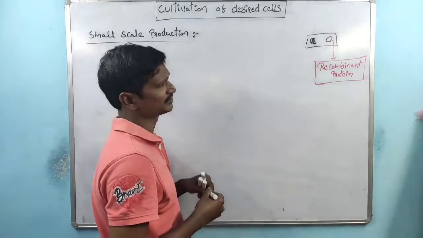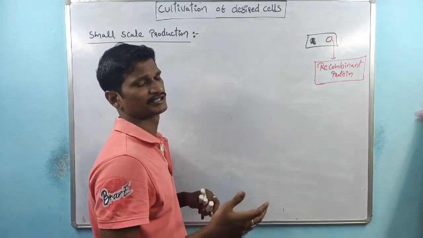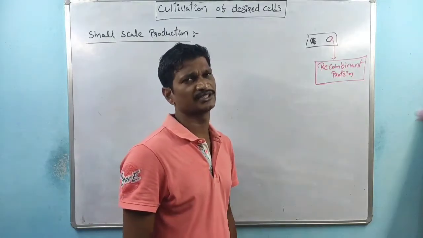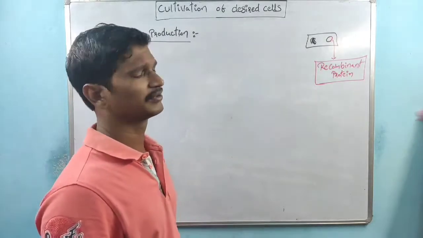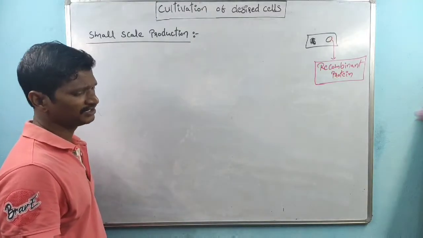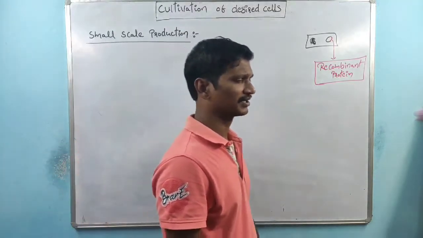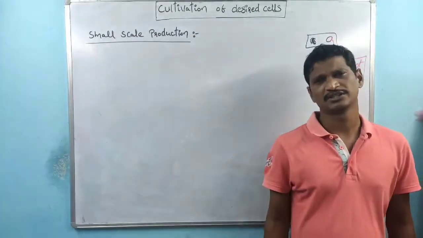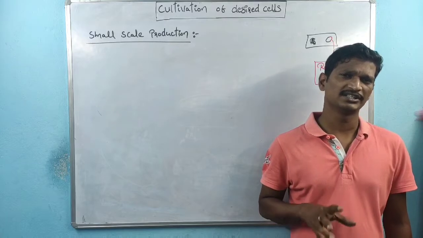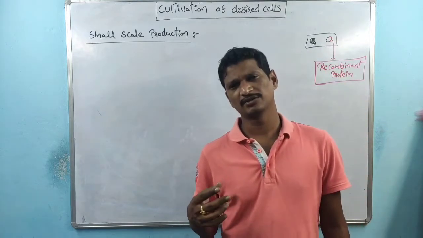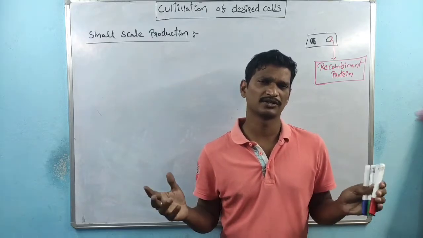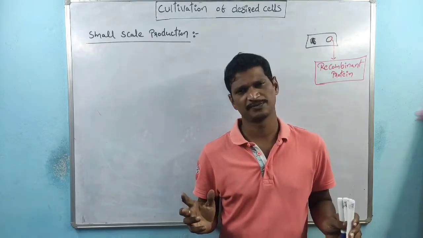So our target is production of recombinant products. How the production takes place, we are discussing now. For the production of recombinant products, we need to cultivate the desired cells. All of you remember, two methods are there. After identification of desired cells, immediately we are not following the huge production or bulk production.